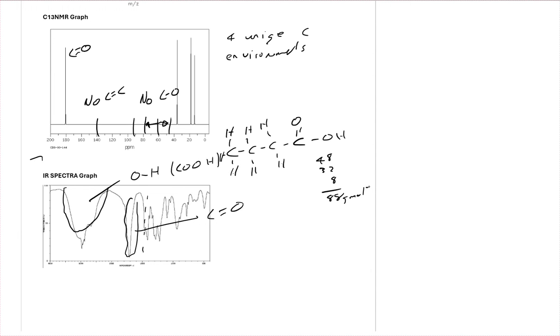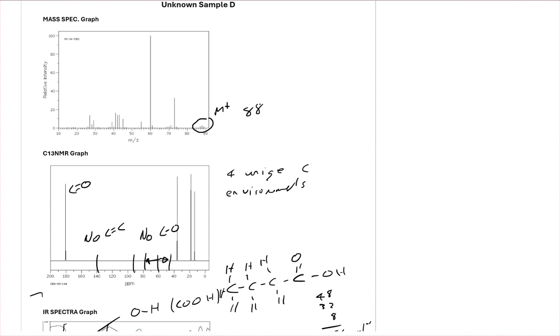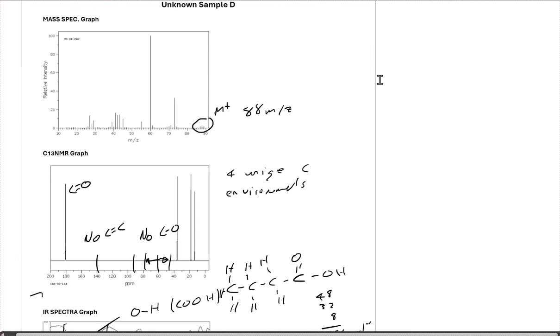Okay, and if we go back and look at our peak, yes, we do have a peak at 88. There's a peak a little bit to the right of it, but I'm just going to say there is an M plus peak here at 88 m/z, which of course means there's a molar mass of 88. A big peak at 60, it's kind of strange. Okay, so let's write this up then.